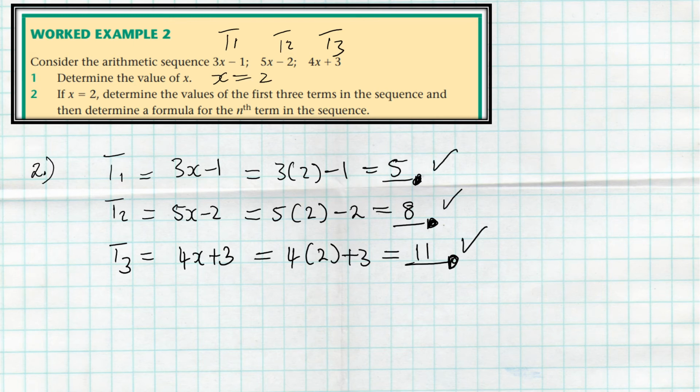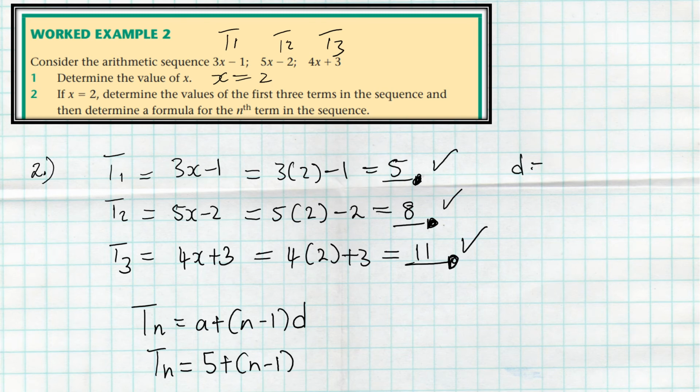So they also said determine the formula of the nth term. We know Tn equals a plus (n minus 1)d, right? What is your a? Your a is your first term, which is 5. Your d, let's go and calculate d. To calculate d, we take the second term, the following term, minus the previous term. So the second term is 8 minus the previous term, 5.